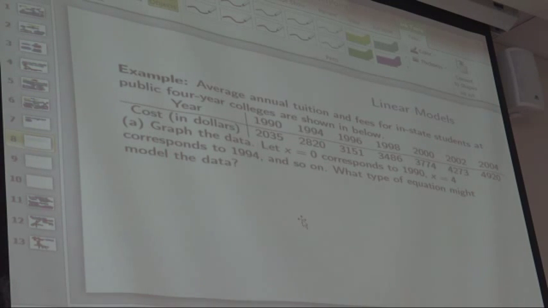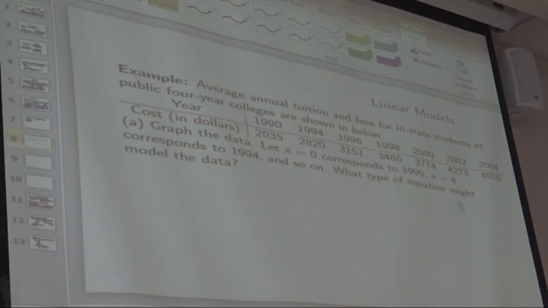Average annual tuition and fees for in-state students at public 4-year colleges are shown below. So that's the tuition. And we want to graph the data, so basically plot the data points. We have 7 data points. Let x equal 0 correspond to 1990, which is the beginning point, and x equals 4 correspond to 1994, which is simply 4 instead of 1994, to reduce the algebra and so on.